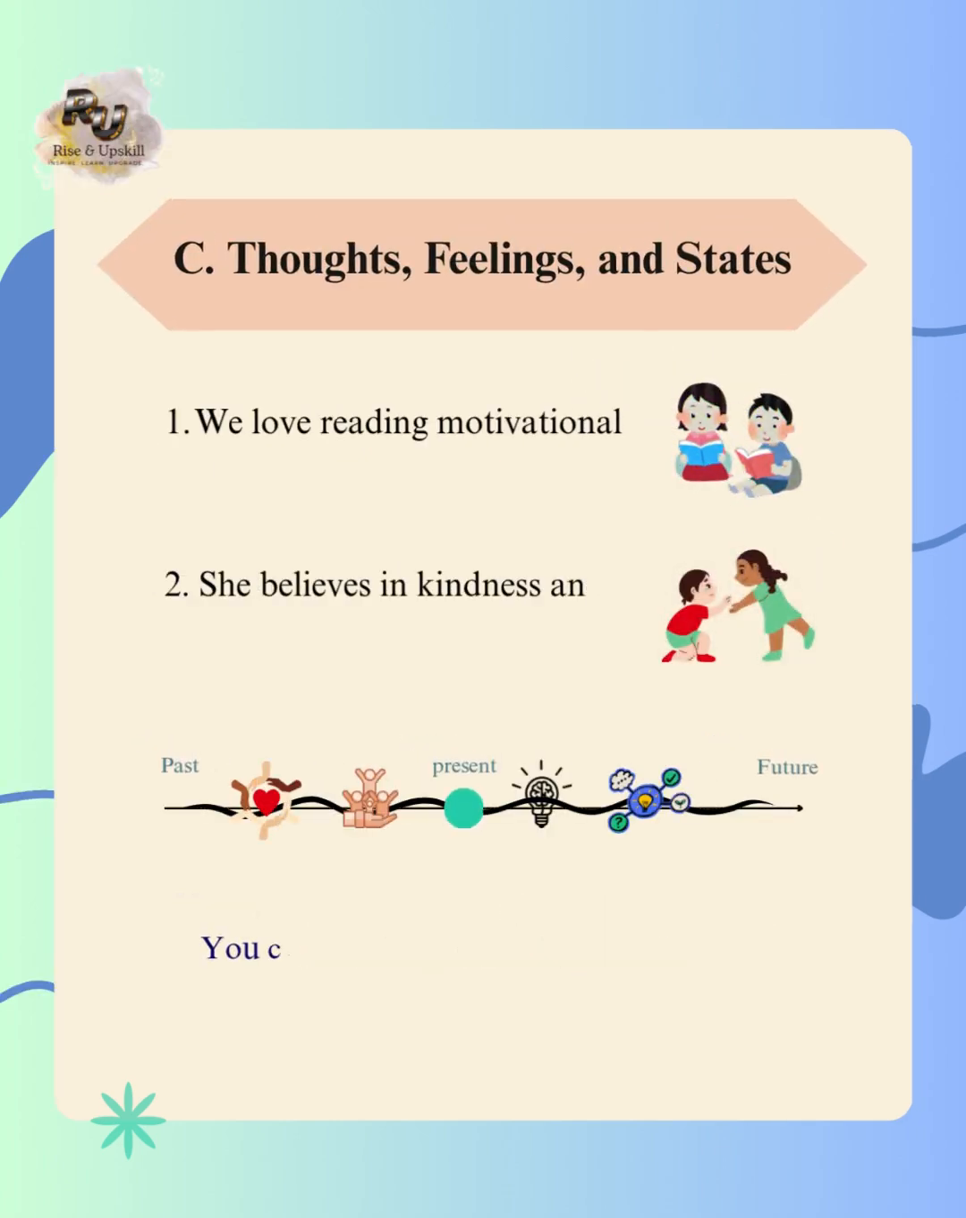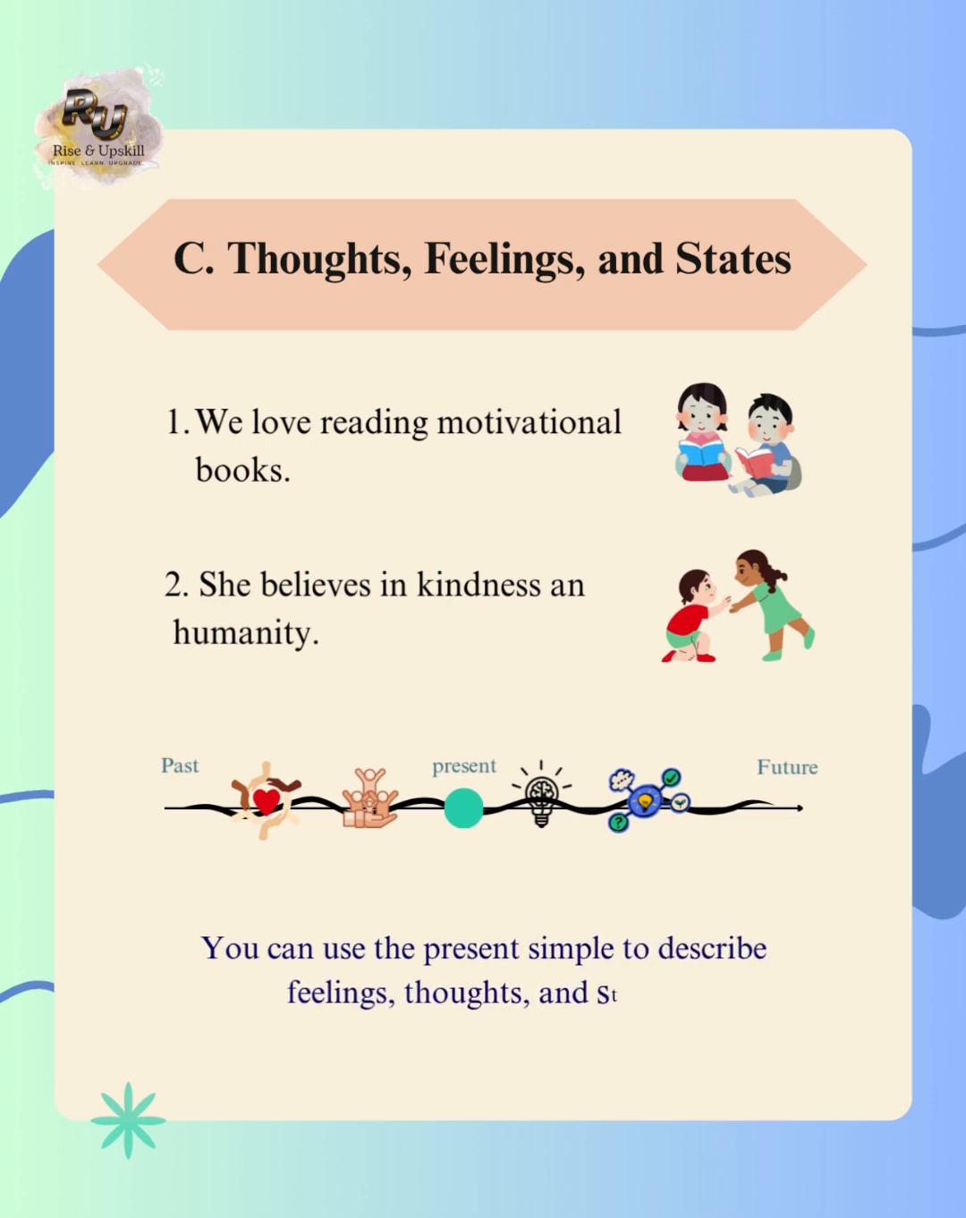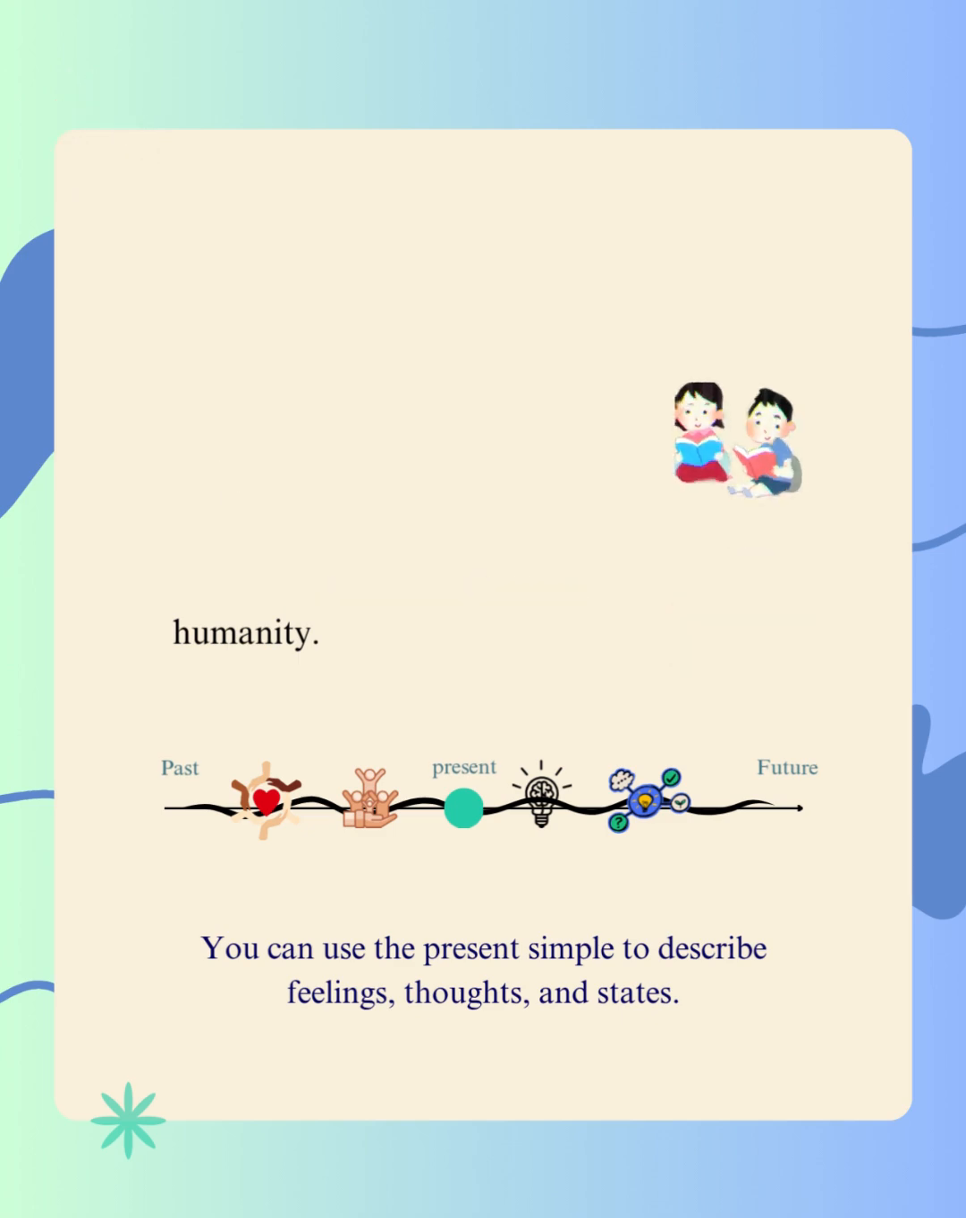Here are some examples of thoughts, feelings, and states. 1. We love reading motivational books. 2. She believes in kindness and humanity. On this timeline, the curved line shows a state that continues over time. It doesn't happen again and again. It just is true now, and generally remains true.